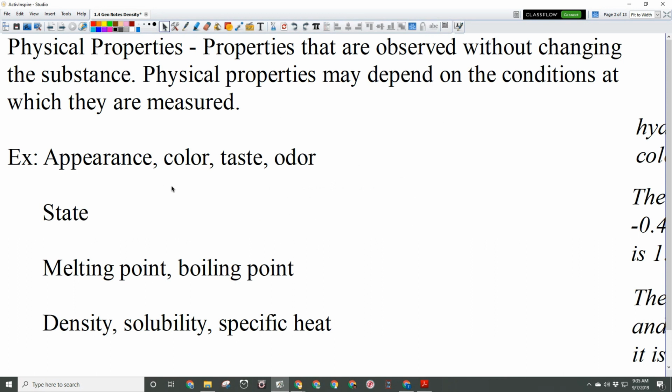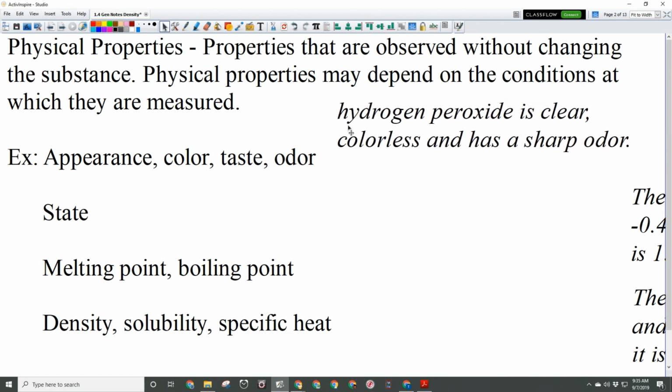All right, so before we get into density, we need to talk about a few definitions. Physical properties are properties that are observed without changing the substance. Physical properties depend on the conditions at which they're measured, for example, the state, whether it's solid, liquid, or gas. Some examples of physical properties are, for example, hydrogen peroxide is clear, colorless, and has a sharp odor.